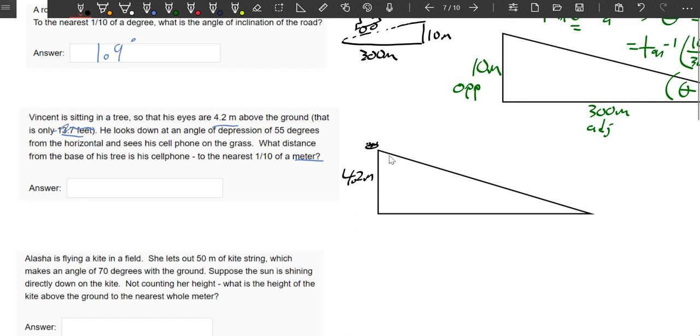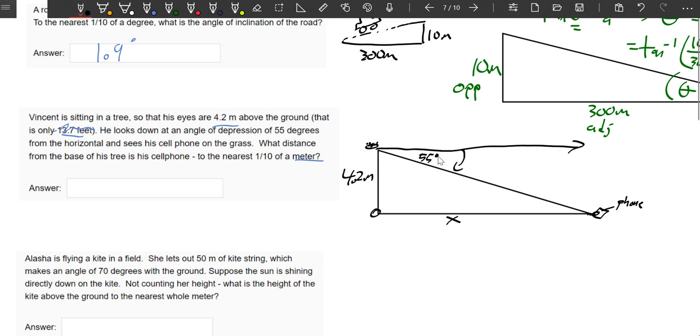He looks down at an angle of depression of 55 degrees. So that means if he was looking straight to the horizon, that'd be flat, but instead he's coming down by 55 degrees. He sees his cell phone on the grass. What distance from the base of the tree is his cell phone? So we're looking for this side right here.